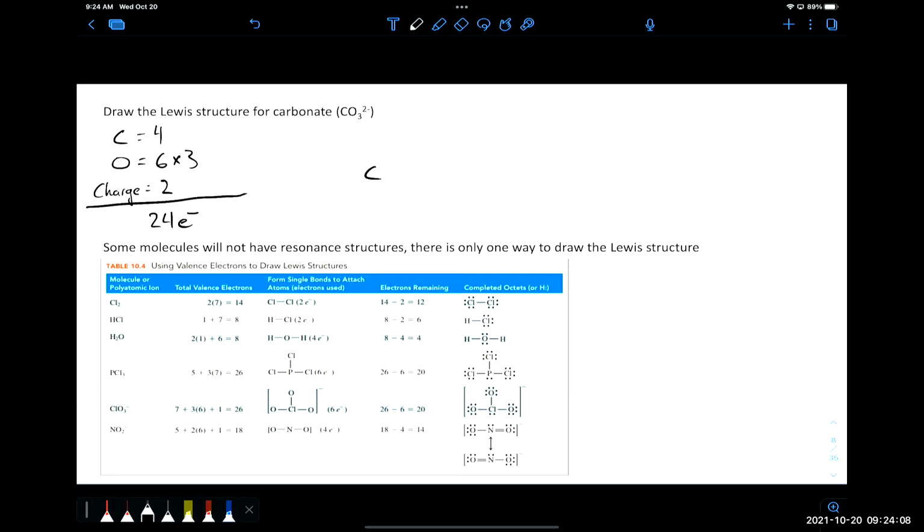I'll go over here, and our central atom is usually going to be the single one. So we'll have carbon.